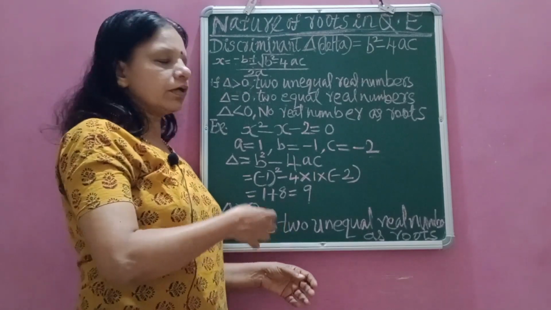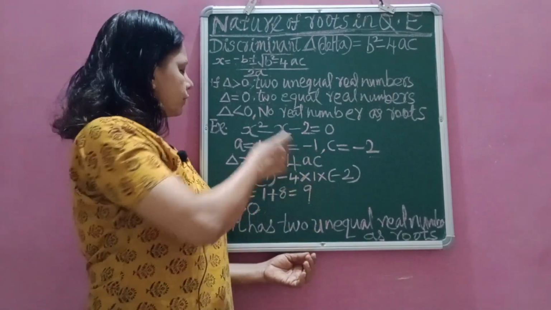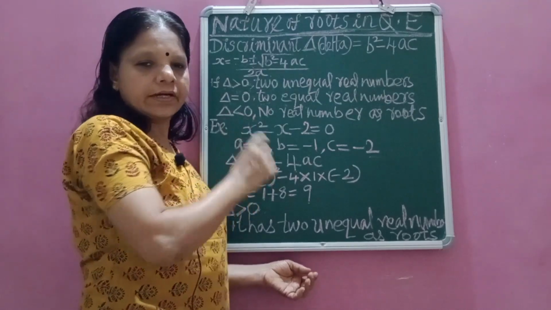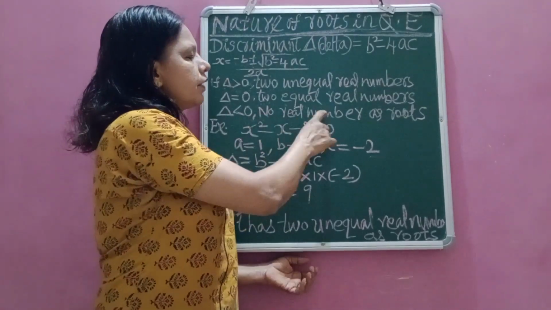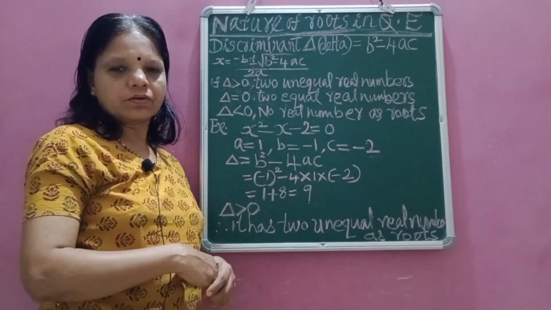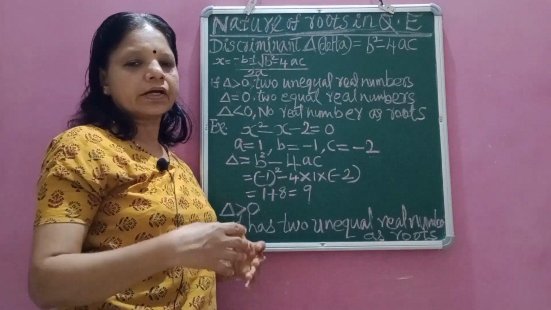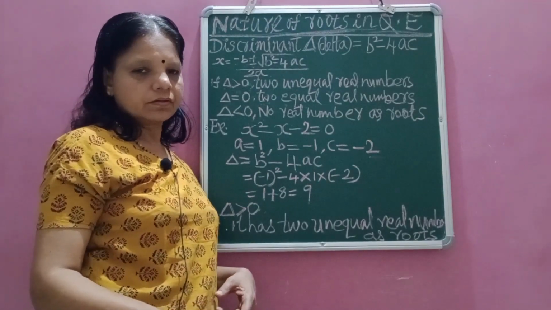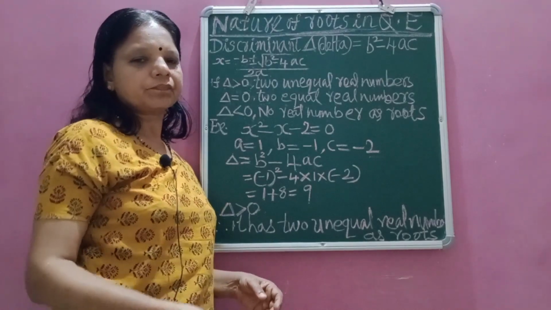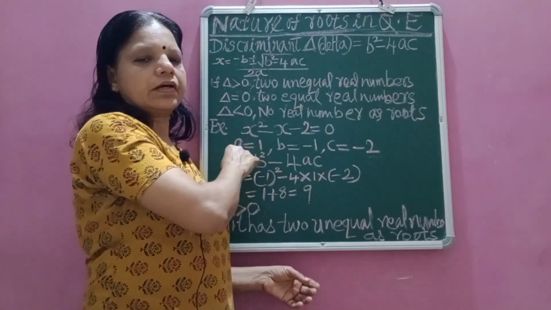So what is the result? What is the nature of the root or solution of quadratic equation? If delta is less than 0 or b square minus 4ac is negative, no real number exists as roots. You will not get a solution which is real number. Clear? So we cannot find the solution as real number when delta is less than 0.